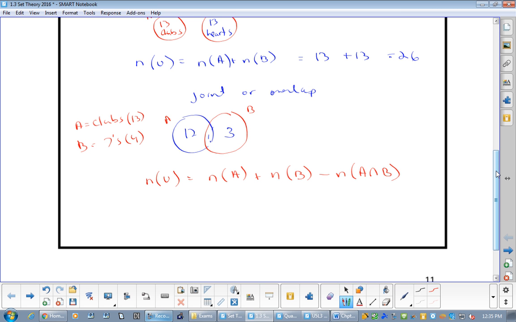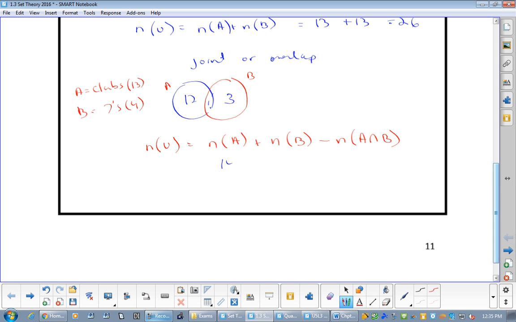Okay, so N of A is 13 plus N of B is 4, and we minus the overlap because the overlap has been counted twice. Okay, this is the formula. And minus the football, right? That's our football, our "and". So that would be 13 plus 4 is 17, minus 1, you would get 16.